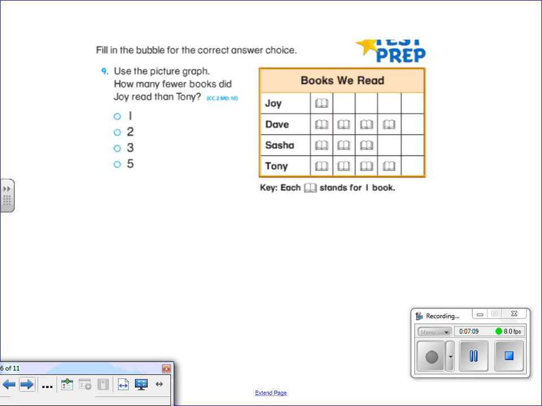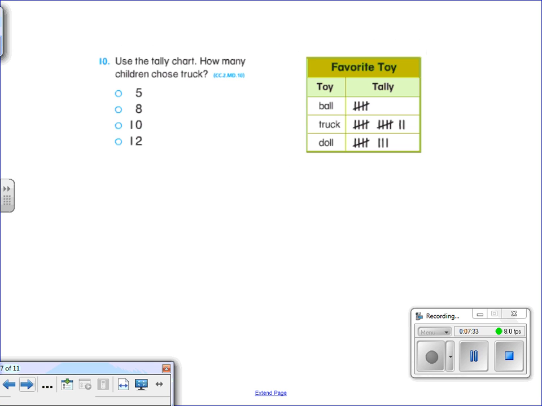So we're comparing Joy here, Tony here. Jasleen? 3 less. Okay, we can do the same thing. Draw a line connecting Joy and Tony. 1, 2, 3 more for Tony. Or Tony has 4, Joy has 1, and 4 minus 3 equals 1.